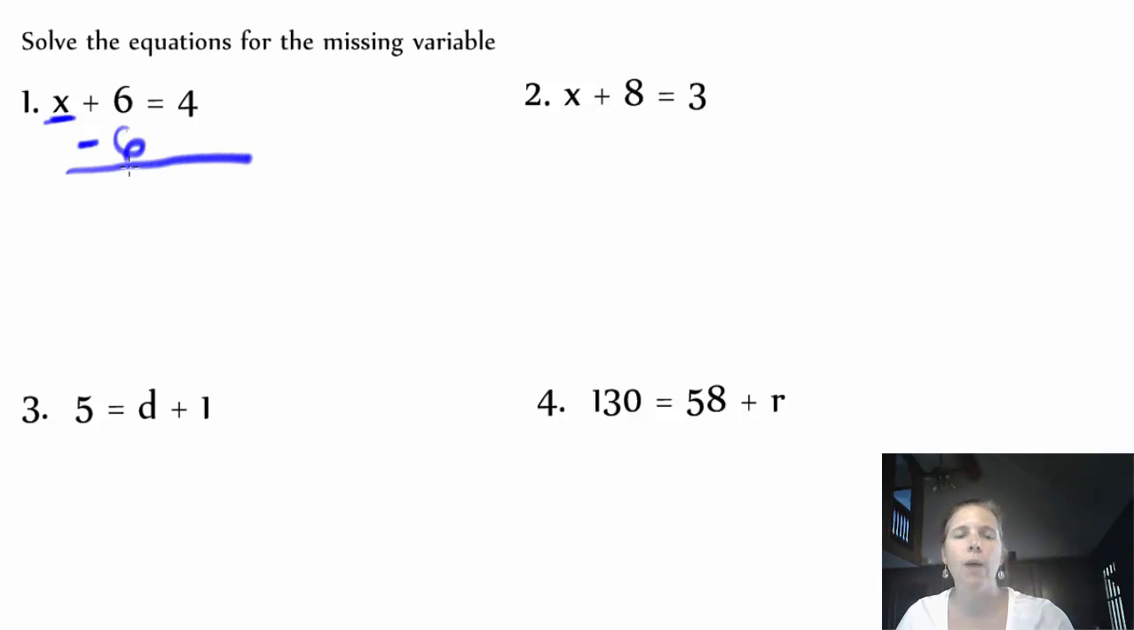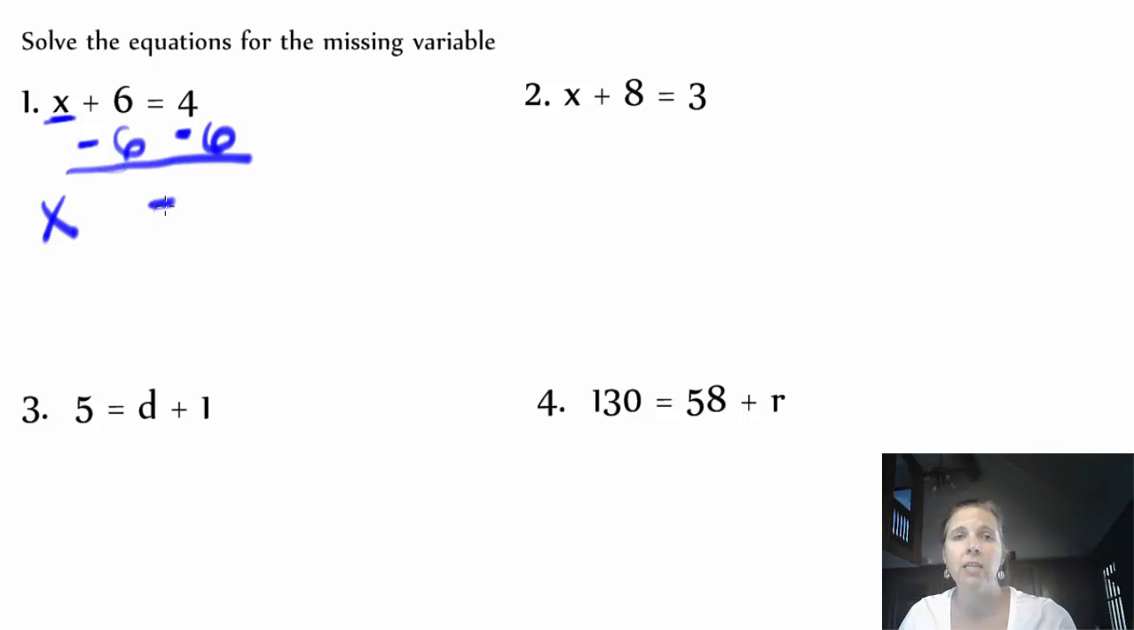The reason we want to subtract is we want this to go away. If you have 6 and then you subtract 6, you end up with 0. And x plus 0 is just x. But what we do to one side, we have to do to the other side of the equal sign. So on this side we subtracted 6, on this side we have to subtract 6. So over here we're left with x. You can write plus 0 if you want, but those just cancel out.